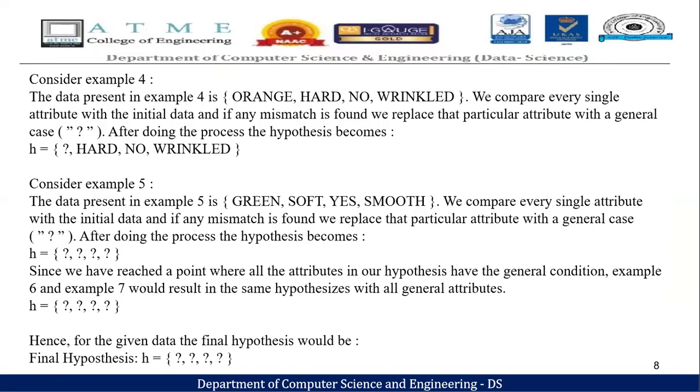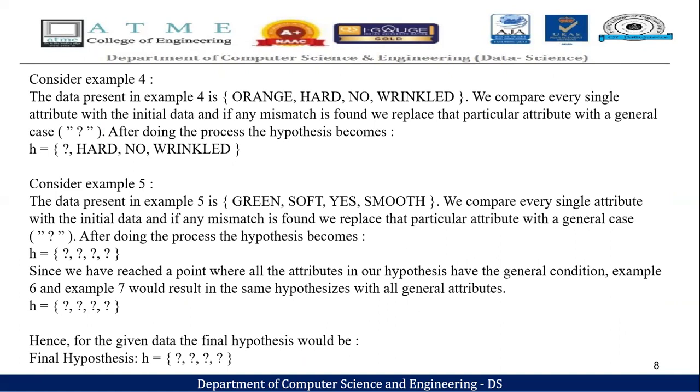So what we do is replace it with the general value, that is the question mark. Then you check hard and hard. Yes, both are hard. No and no, both are the same. Wrinkled and wrinkled, both are the same. No need to replace the attributes. Now what has the hypothesis become? H is equal to question mark, hard, no, and wrinkled.